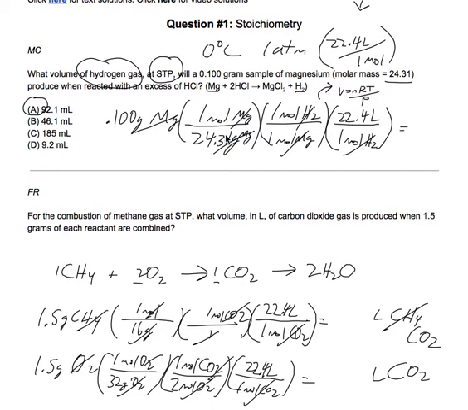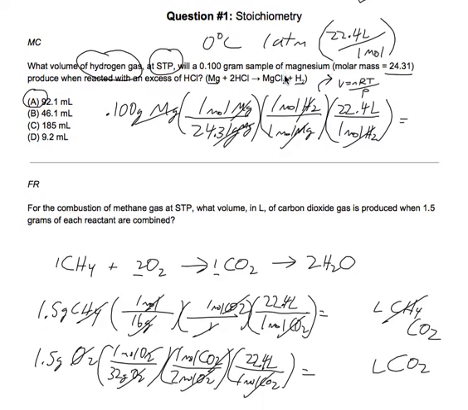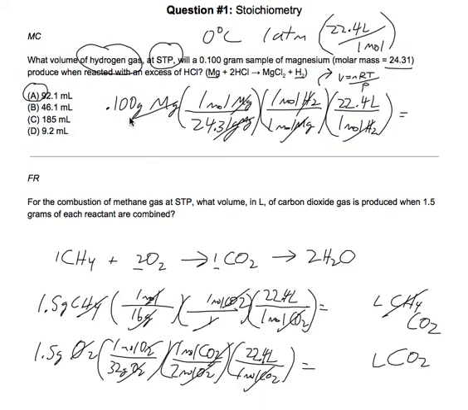So for this first problem, STP, you could just do it like a normal stoich problem with PV equals nRT, but instead it's easier if you use the relationship that any gas at STP has a volume of 22.4 liters for every 1 mole. So in this problem, you have 0.1 grams of magnesium, and they want to know the volume of hydrogen gas.